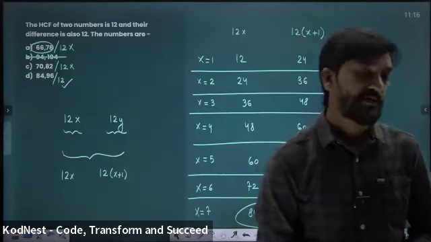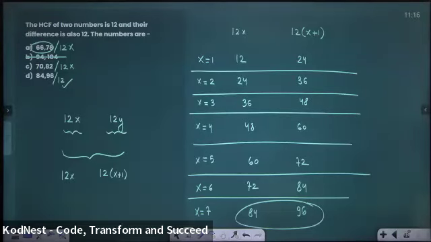Understood or not? Please carefully see. When the difference is given, in that case, the difference will be given as 12, never 13. Don't say, sir, if the difference is 13. No, they will not give. So if HCF is 12, the difference they will give as 12. In that case, take x and x plus 1.